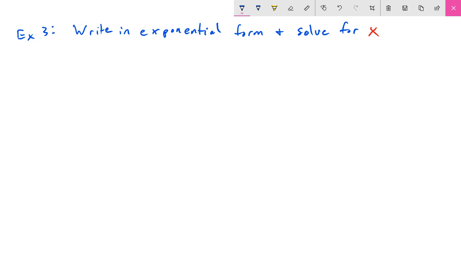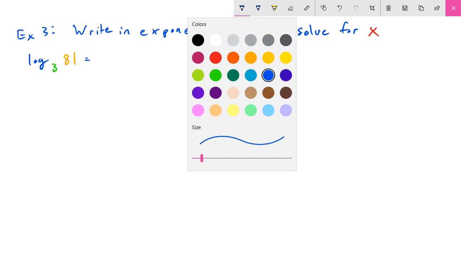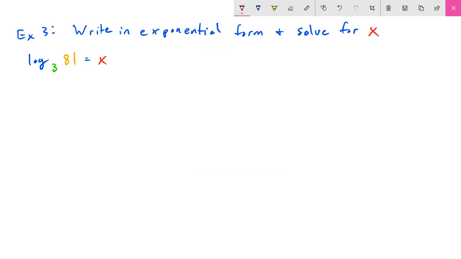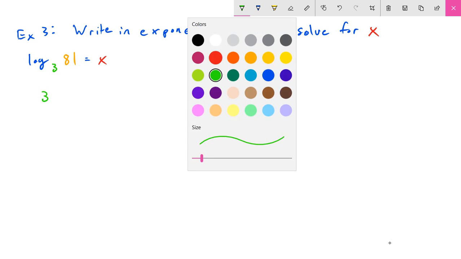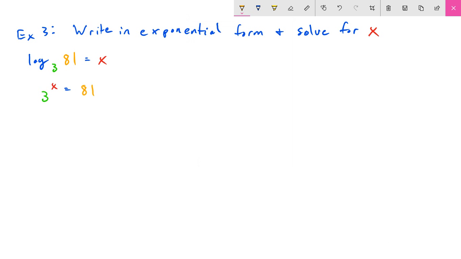So if I gave you log base 3 of 81 equals x, first, I want you to rewrite that in exponential form. 3 to the what? Right, 3 to the x equals 81. That's exponential form. And now you have to solve for x. So what is x going to be?